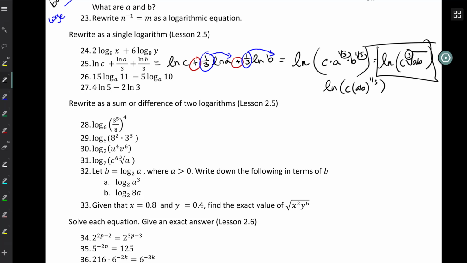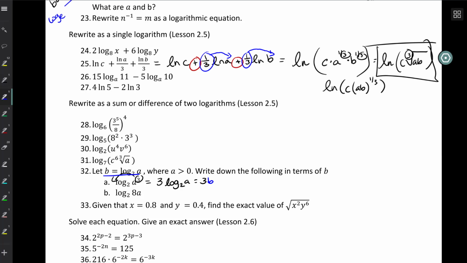Okay? So 32, let b equal log base 2 of a, where a is greater than 0. We want to write down the following in terms of b. Well, we're going to just kind of treat this very simply. I'm going to move the 3 into the front, because what I want to try and do is get terms to look like log base 2 of a, because I know what log base 2 of a equals. So this is 3 times log base 2 of a. Now, because of this equivalence here, anytime I see log base 2 of a, I can replace it with b. And that's exactly what we are expected to do. So that's the same thing as 3b. Not 36, that's a b, 3b.